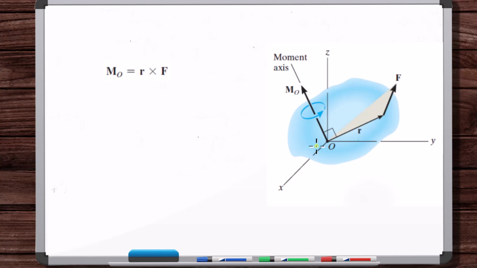But in general, when you're talking about the moment of a force about a point, that's the general definition of a moment. That's a fixed vector. The tail of the moment vector is fixed at the point of interest.